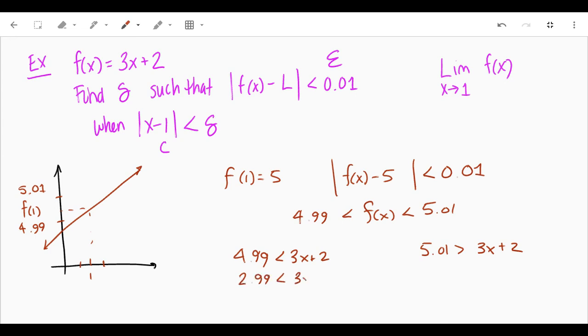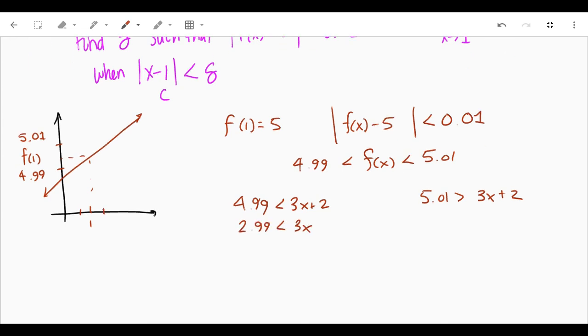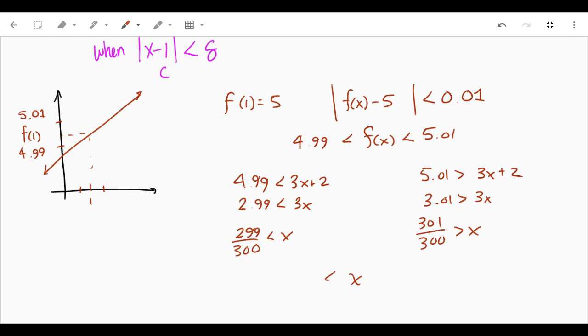Subtract 2 here. 2.99 has to be less than 3x. You can use your calculator, or 299 over 300 is less than x. 3.01 is greater than 3x, so 301 over 300 is greater than x. So x has to be between 299 over 300 and 301 over 300. Now you need to figure out, this would be your 301 over 300, and this would be your 299 over 300. It's asking you that distance from 1.